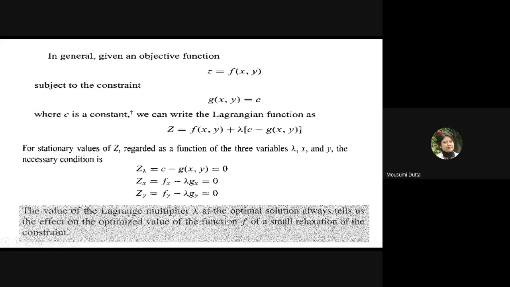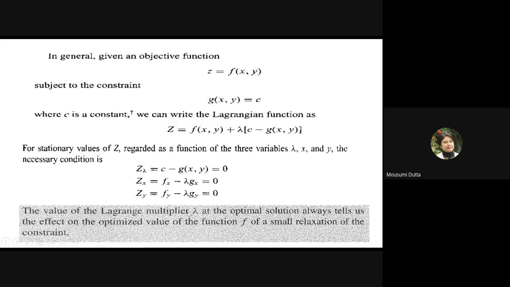The value of the Lagrange multiplier lambda at the optimal solution always tells us the effect on the optimized value of the function f of a small relaxation of the constraint. If we change the constraint a little bit, what will be the impact on the optimized value of the function f? So this is the idea of the Lagrange multiplier.